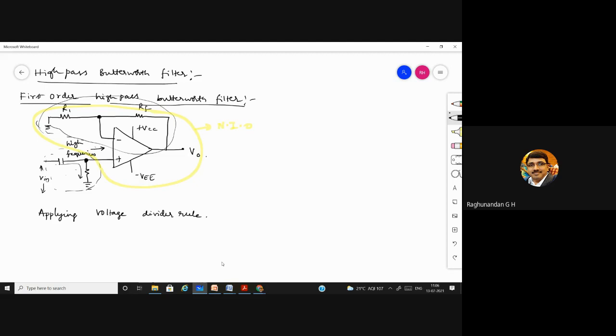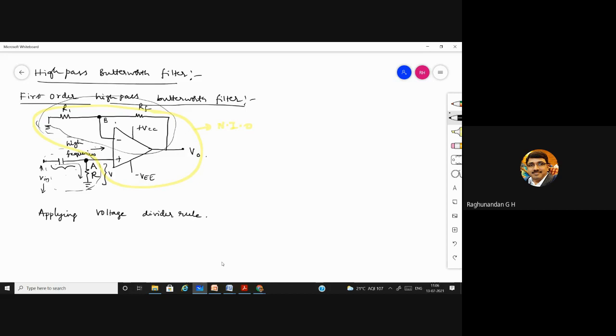Let us call this node as A and this node as B. So now on applying KVL here, as usual, the potential difference across this means we take the difference between this point and this point. But when you take the potential difference across this, let us take this as R.